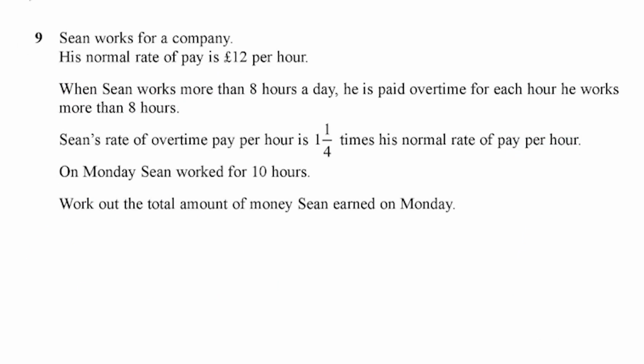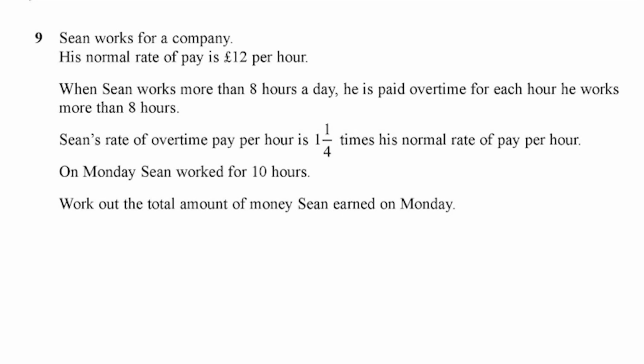Question number 9. Sean works for a company. His normal rate of pay is £12 per hour. When Sean works more than 8 hours a day, he's paid overtime for each hour he works more than 8 hours. Sean's rate of overtime pay per hour is 1.25 times his normal rate of pay per hour. On Monday, Sean worked for 10 hours. Work out the total amount of money Sean earned on Monday.